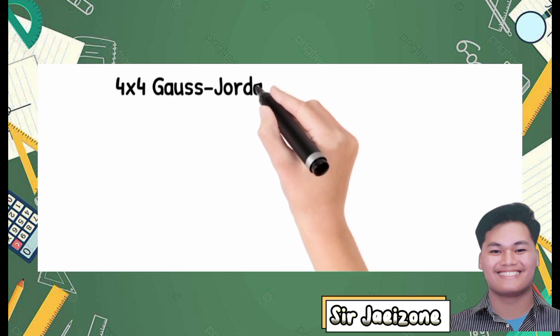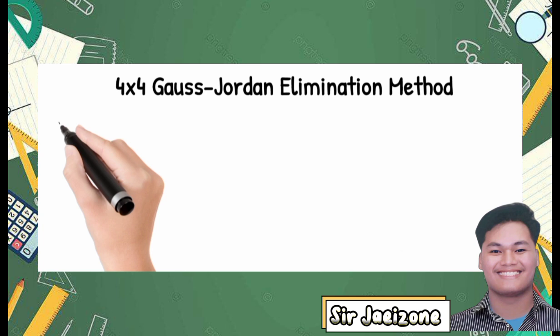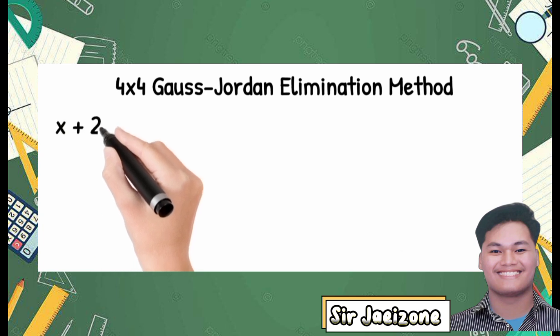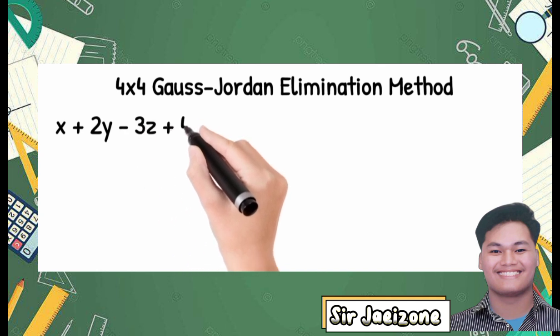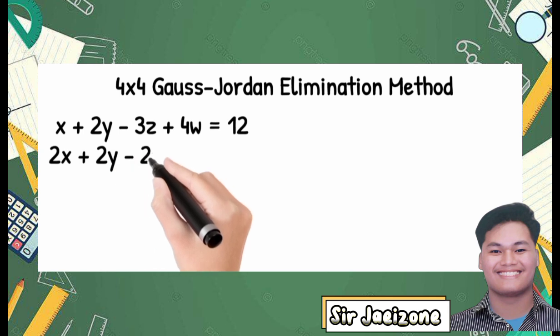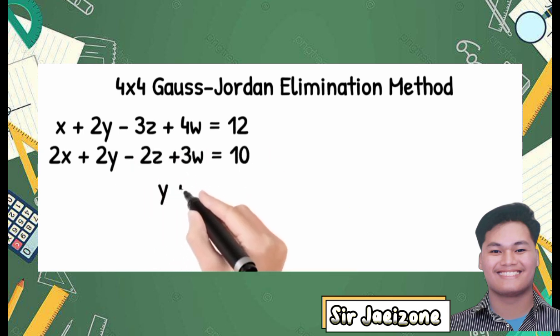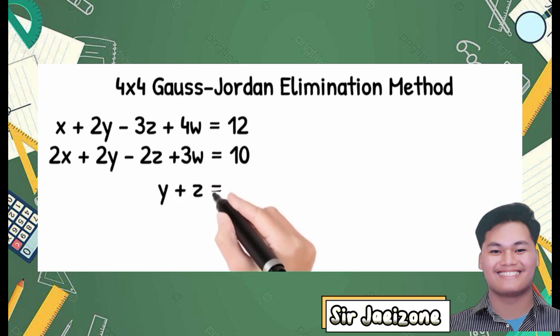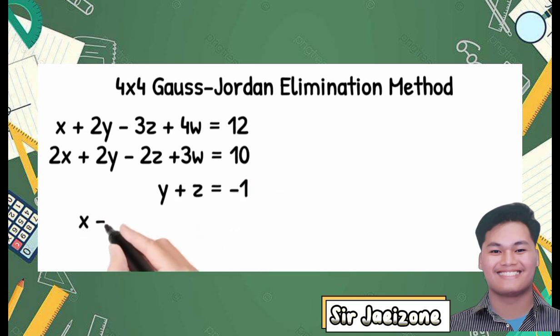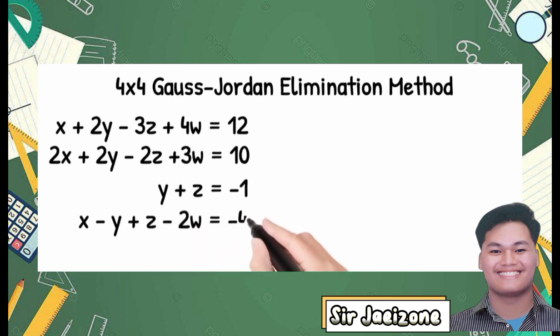This time, we will do a 4x4 Gauss-Jordan elimination. Since we will be doing a 4x4 matrix, we need 4 starter equations. x plus 2y minus 3z plus 4w equals 12. 2x plus 2y minus 2z plus 3w equals 10. y plus z equals negative 1. x minus y plus z minus 2w equals negative 4.